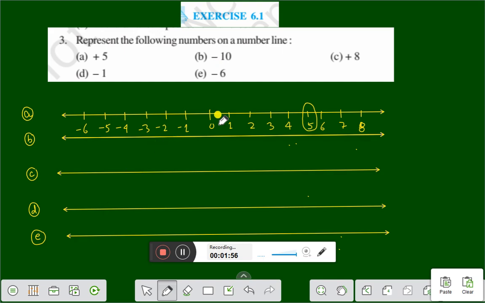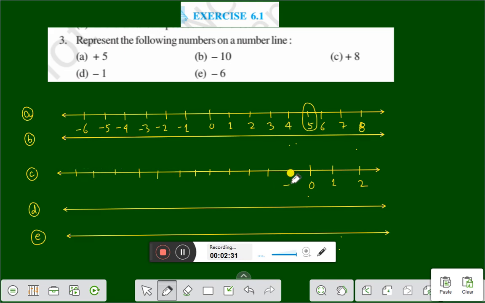Now, question number B. Minus 10. Suppose we have taken here 0. It is 1, 2 and going on. And it is minus 1, minus 2, minus 3, minus 4, minus 5, minus 6, minus 7, minus 8, minus 9, minus 10, minus 11, minus 12, right?